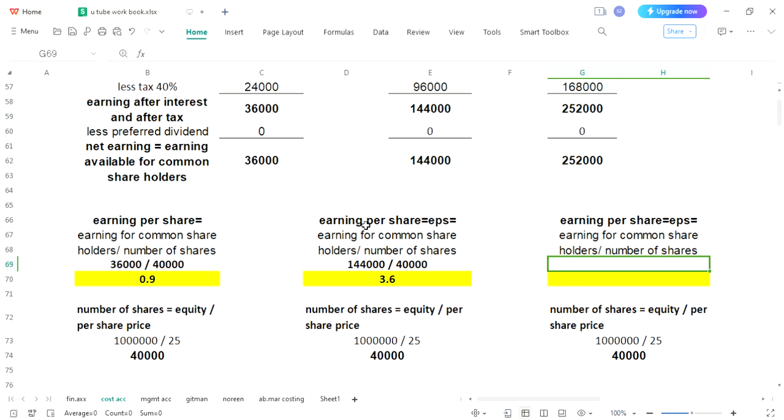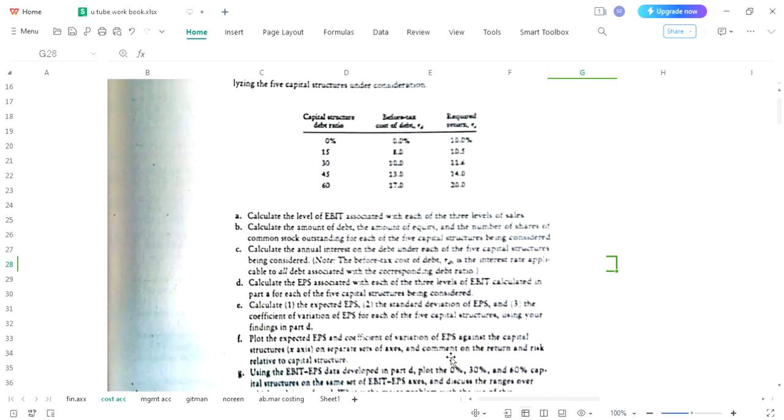Earning for common shareholders calculated over here is 250,000. So put over here 252,000, and we need to divide it by the number of shares calculated over here, 40,000. Statement is completed, and now you can put it on your calculator. So we have our third EPS, 6.3. Let's get back to the question and let you know where we are.